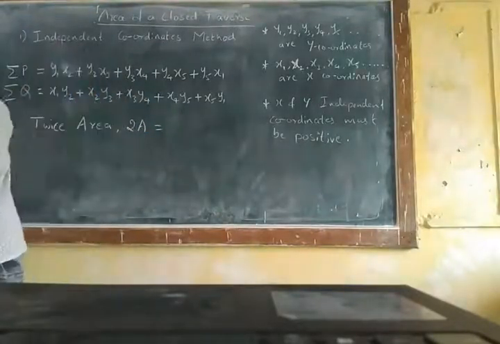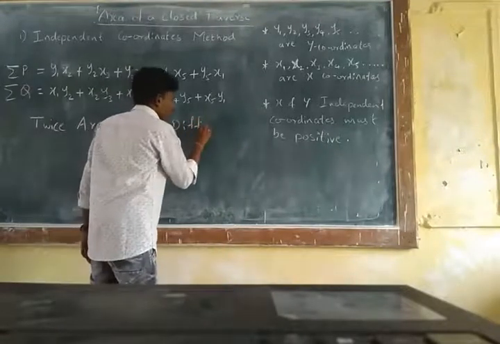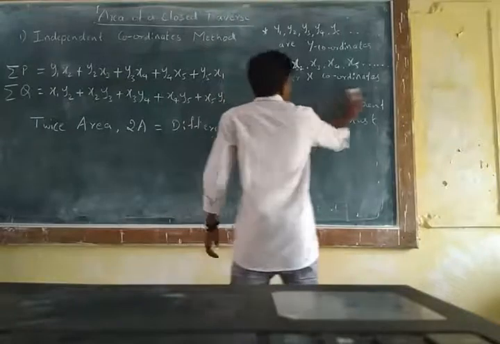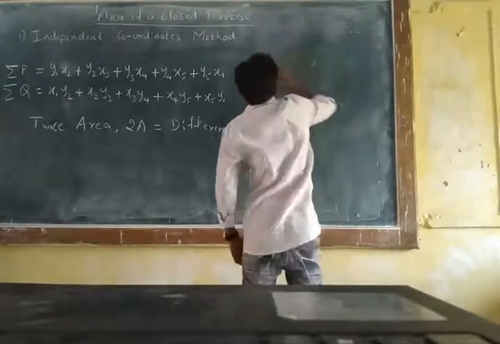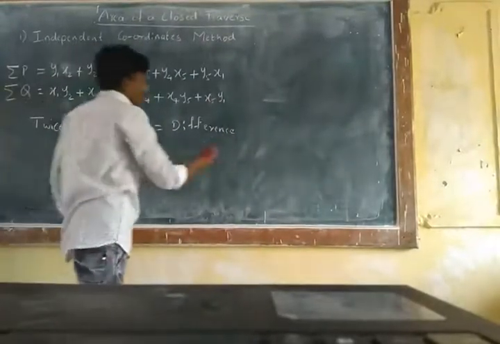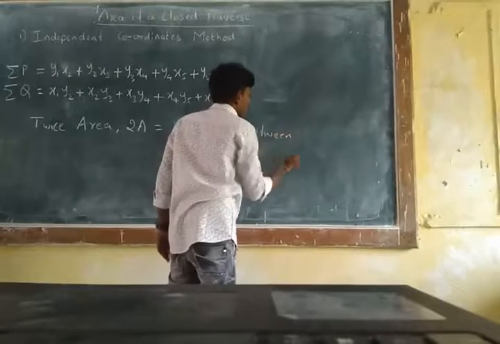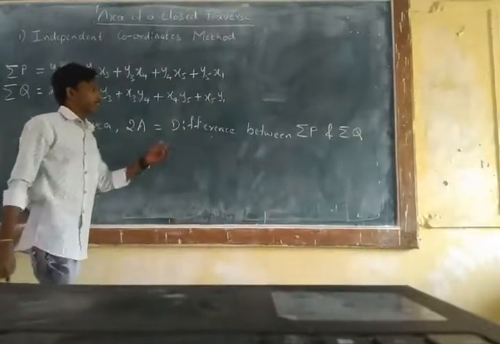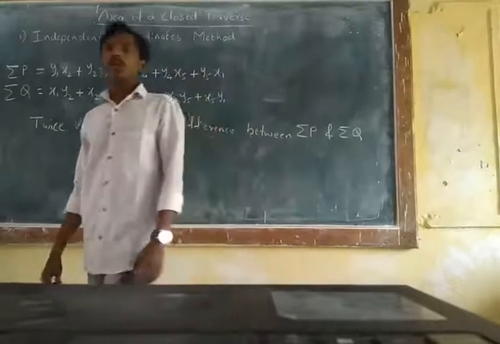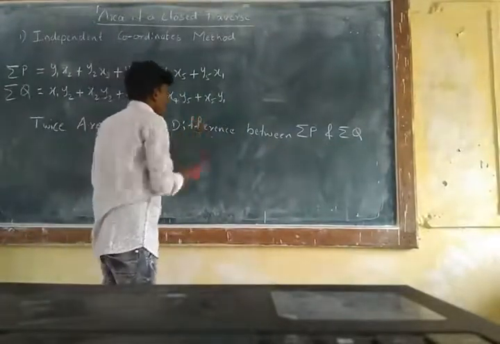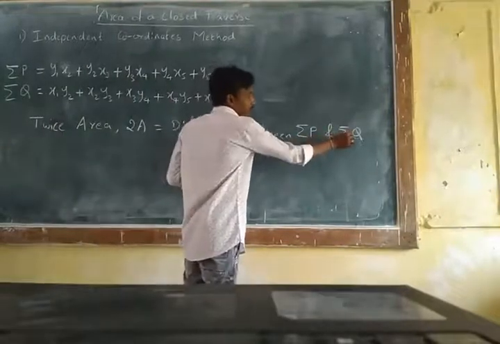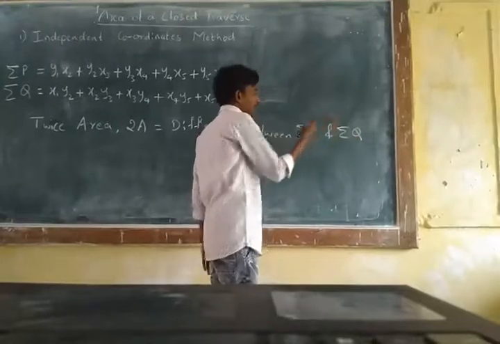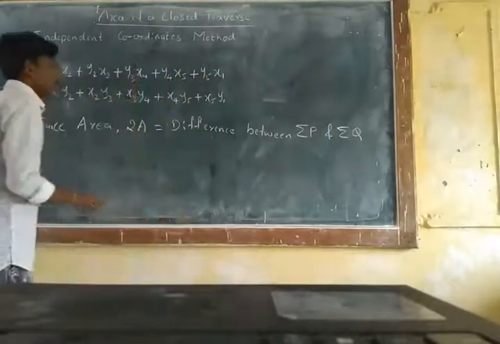the difference between summation of P and summation of Q. Here you can see they have said difference between summation of P and summation of Q. So here the difference between means sigma P can be subtracted from sigma Q, or else the summation of Q can be subtracted by summation of P. Let's write the formula.